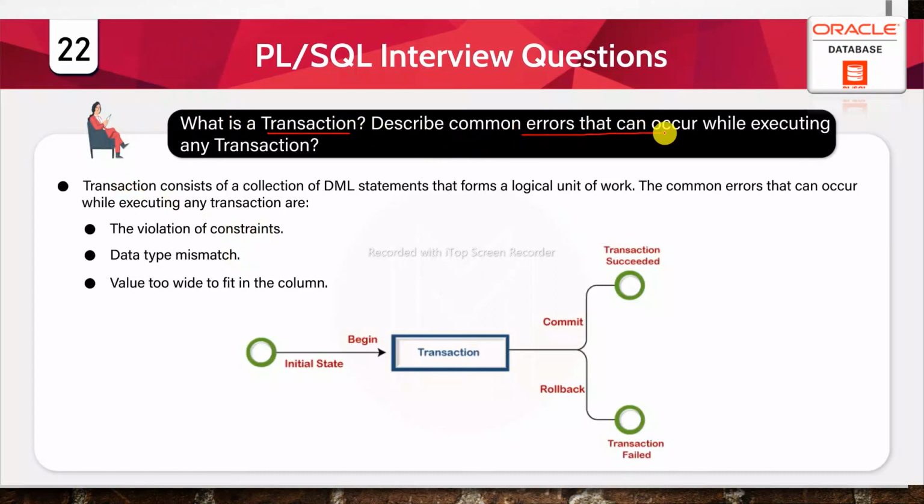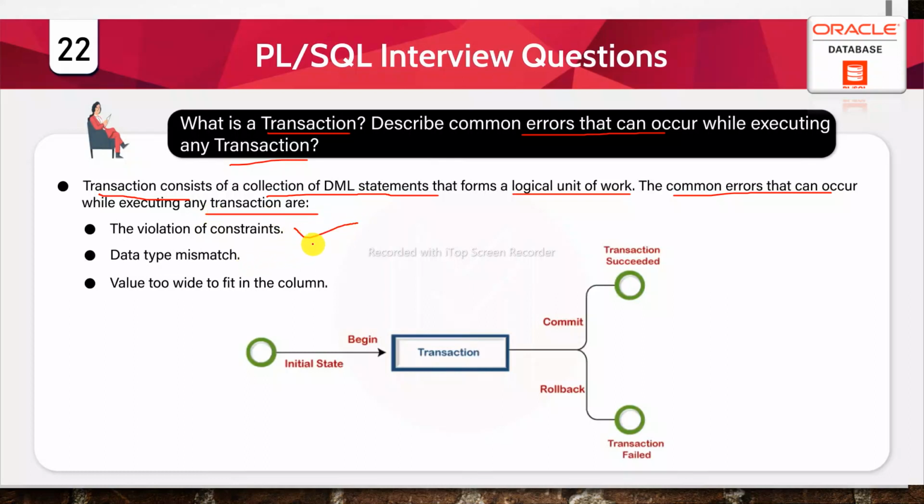What is transaction? Describe the common errors that can occur while executing any transaction. Basically, a transaction consists of a collection of DML statements that forms a logical unit of work. The common errors that can occur while executing any transaction are, first, violating of constraints.